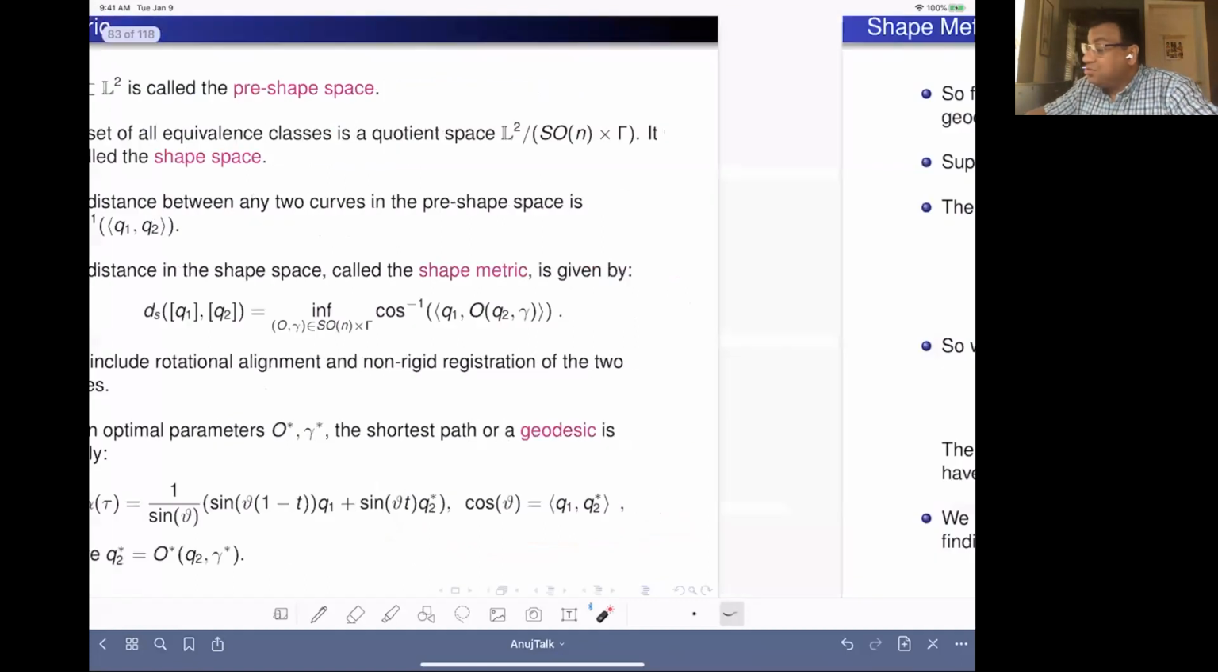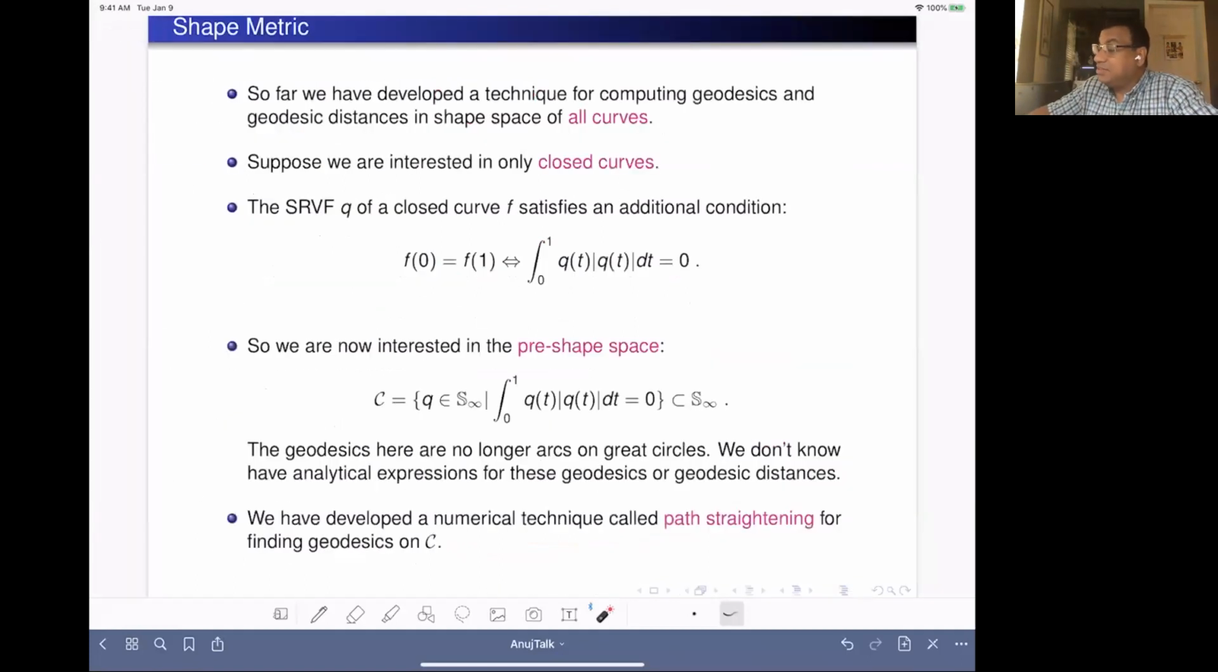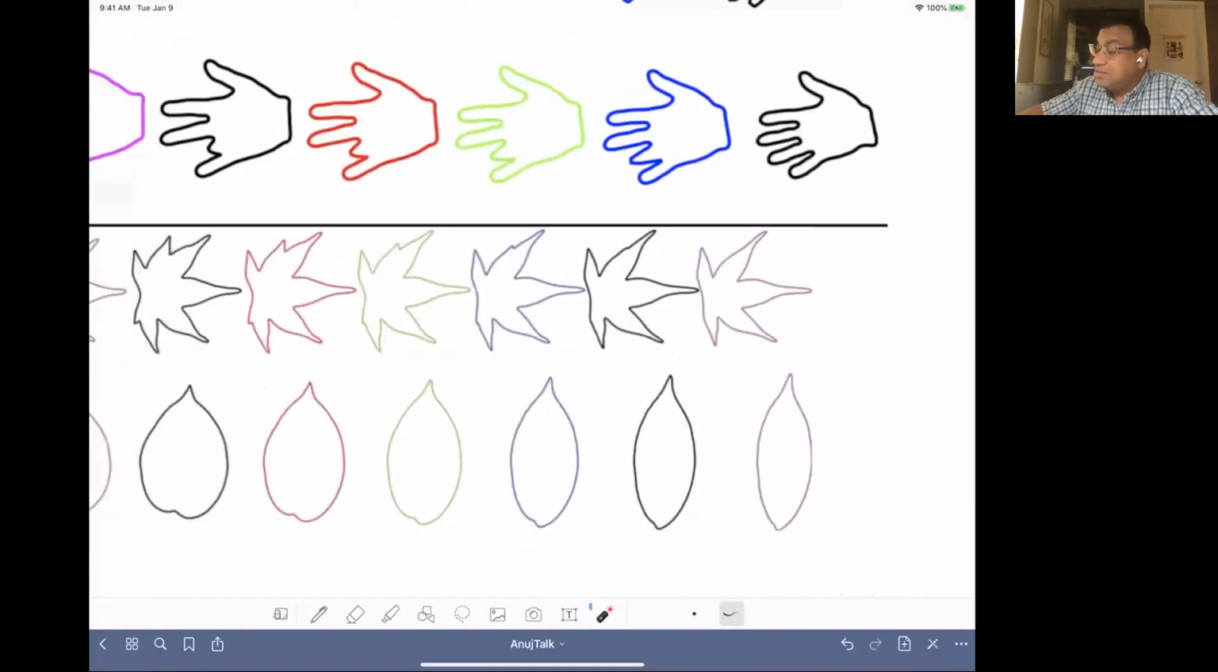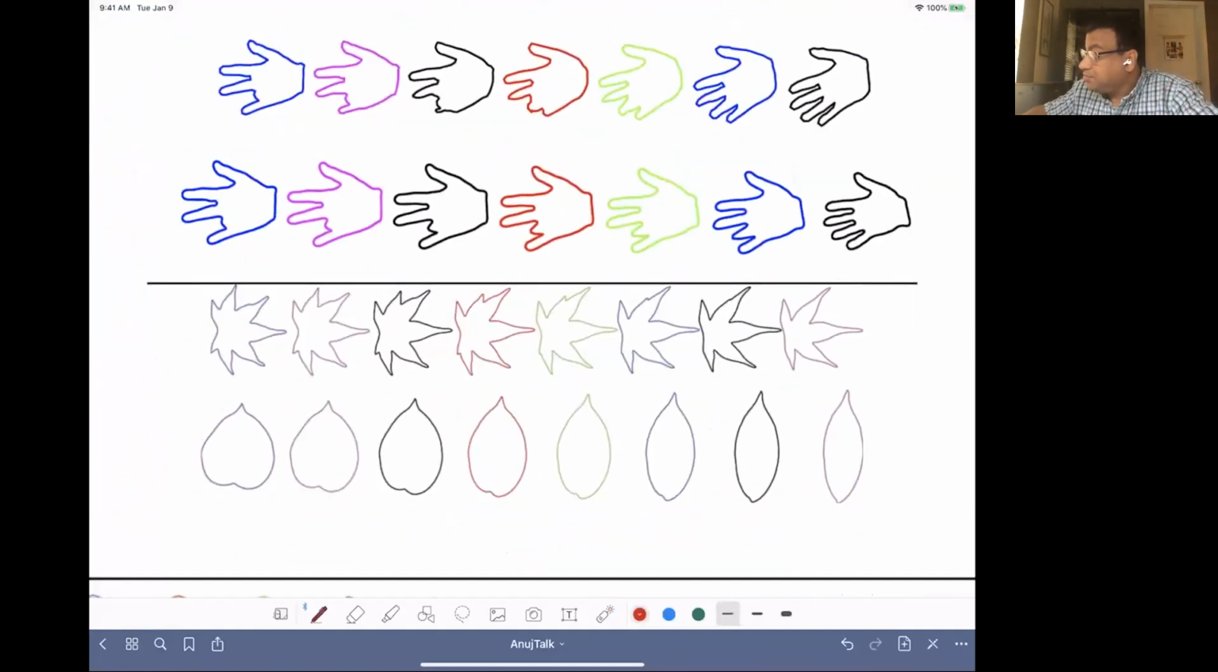And how do we use these things? Let me just look at this example. So somebody gives us two curves. This curve is F1. This curve is F2. Somebody gives us these two curves. And our goal is to do shape analysis of these two curves. Okay. We compute for this curve its SRVF Q1. We compute the SRVF Q2.